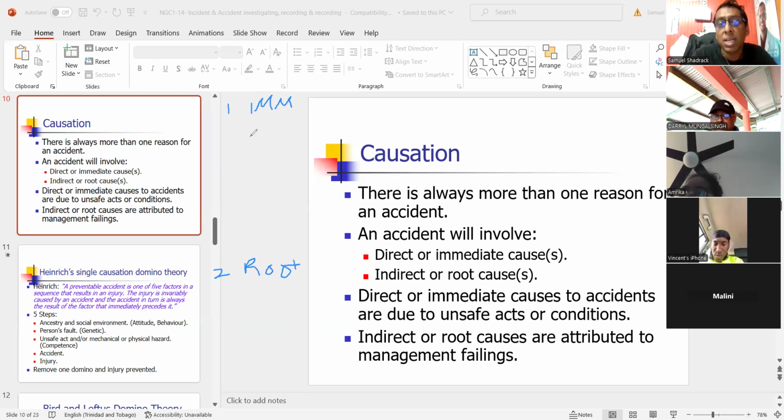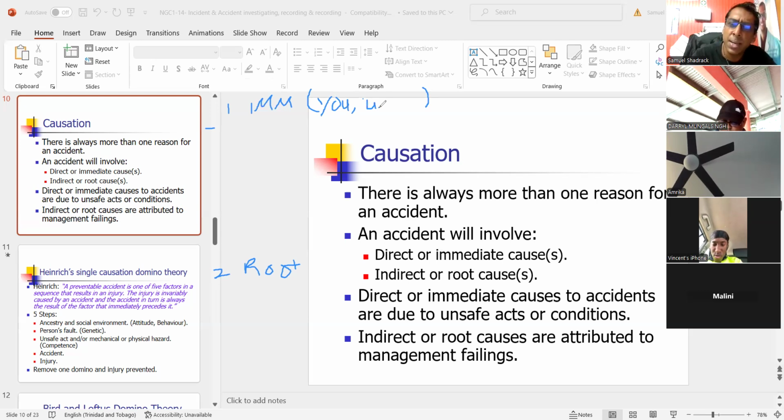Look at right here. So the immediate causes, if you want me to break this down for you, I'm just paraphrasing now. The immediate causes are kind of due to you, or your working condition. Look at right here, acts, right? Unsafe acts. You are responsible for your unsafe acts and unsafe conditions. So like if the floor was wet, that is an unsafe condition.